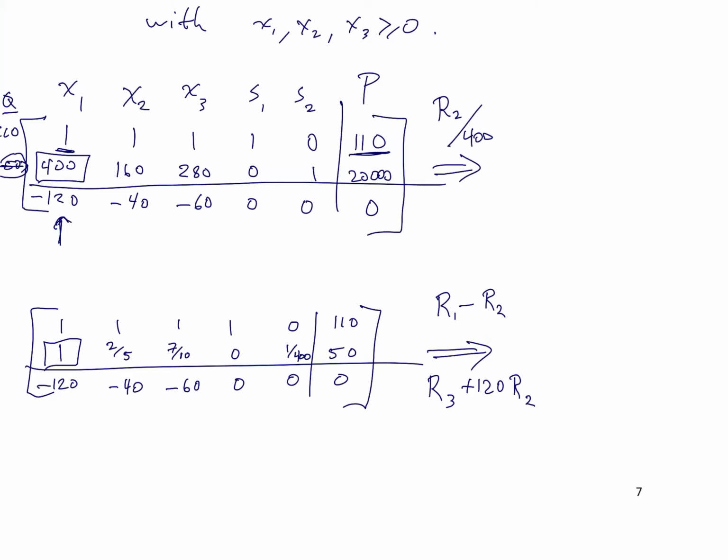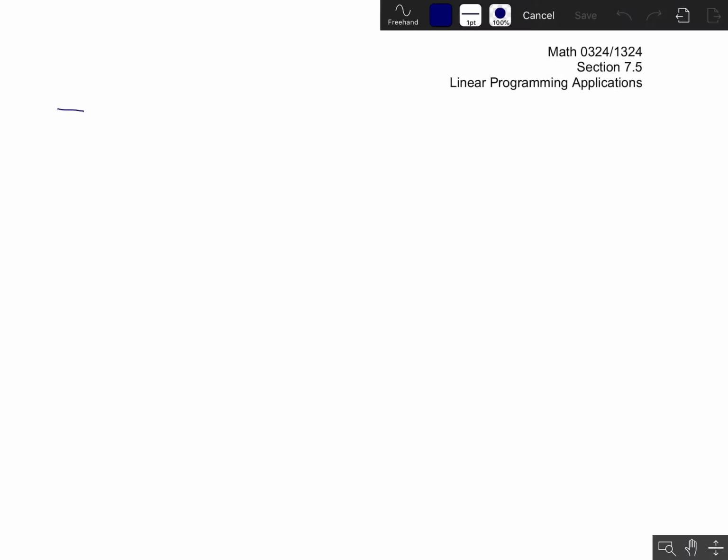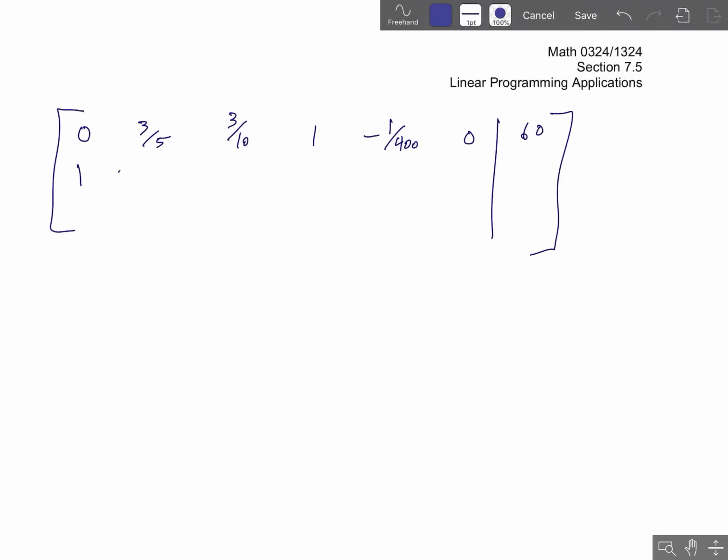And if you'd like, you can pause the video and do these row operations on your own to just confirm that you're doing everything correctly. This will require you to work with some fractions, or again, if you'd like, instead of putting 2/5, you could put a 0.4. You can do everything with decimals. That's totally fine. But what I get as the resulting matrix is this. The top row should be a 0, 3/5, 3/10, 1, -1/400, 0, 60. The middle row is not changing from what we had previously. So the middle row will still be this.